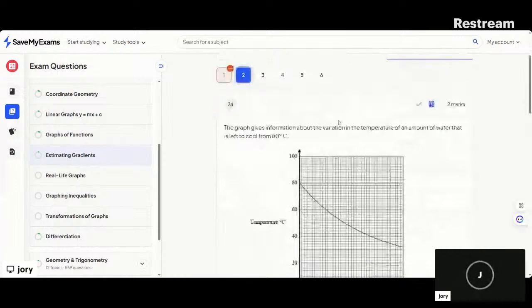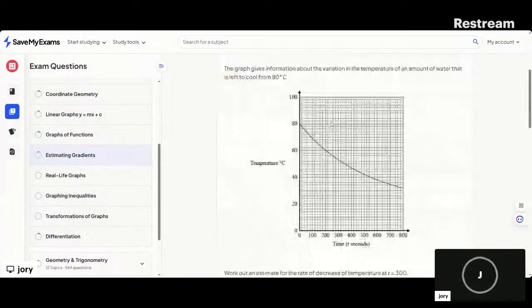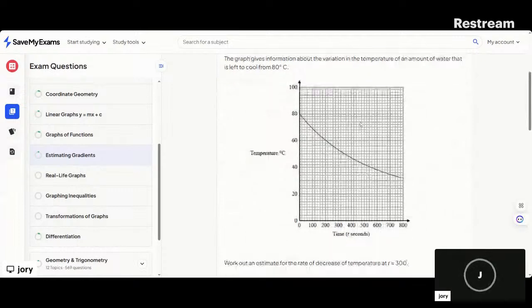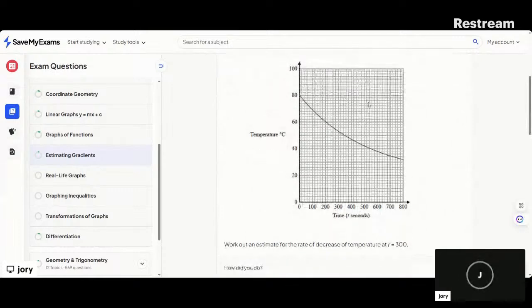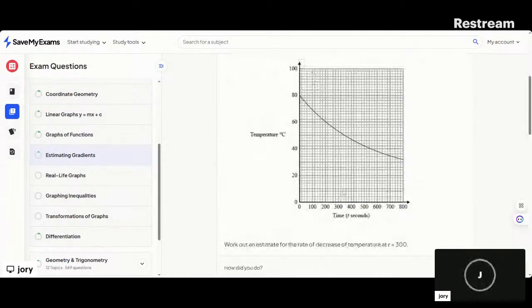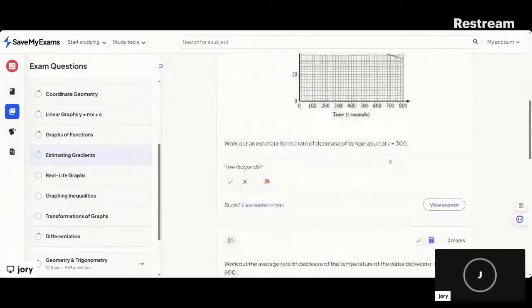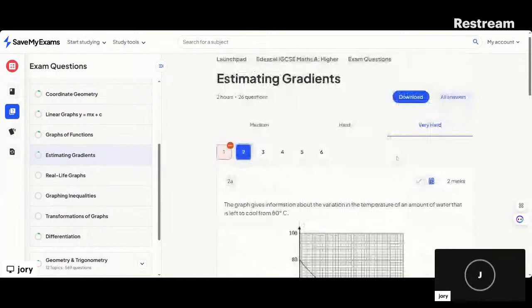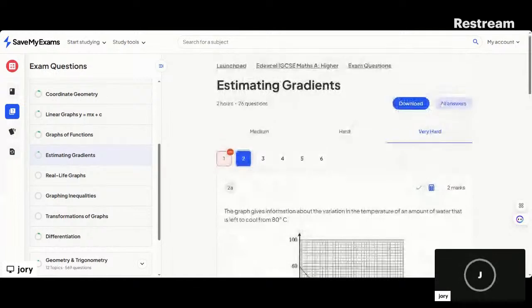The graph gives information about the variation in the temperature of an amount of water that is left to cool from 80 degrees Celsius. We get an estimate for the rate of decrease of temperature at 300 seconds. Draw a tangent. You have to draw a tangent. I have to print these out. Hold on, let me print them out. All tangents.